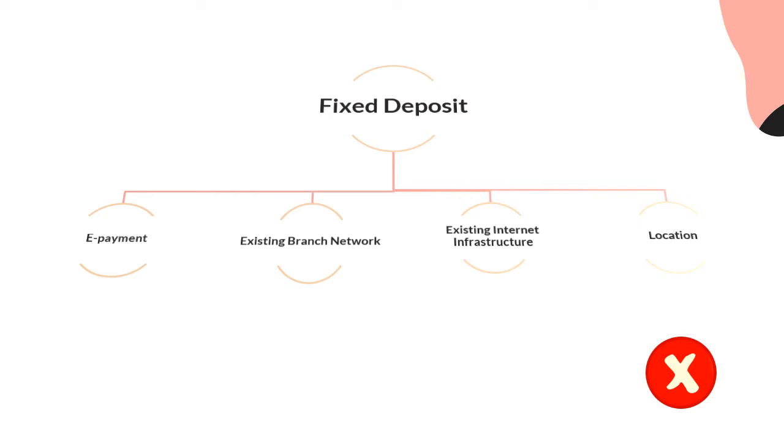And the second, e-payment. As far as I know, our group is choosing the fixed deposit product of Maybank, so we do not use e-payment in this situation. The remaining two options are the services I'm going to talk about. They are the existing branch network and existing internet infrastructure of Maybank. And now I'm going to talk about the existing branch network.